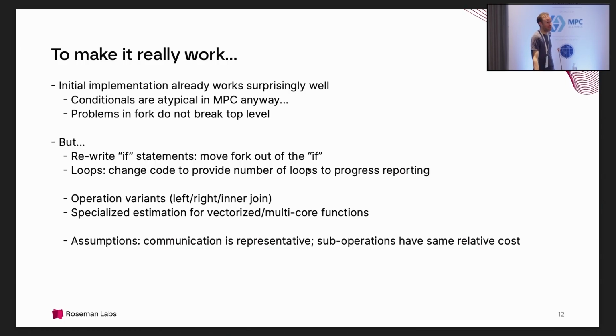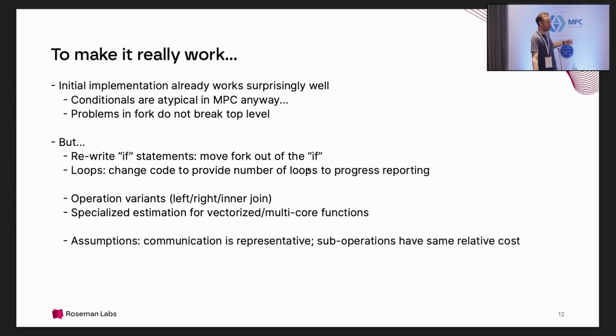Not quite well enough to give meaningful progress updates for everything. So there's always some manual work still to be done. If there are if statements that are used, so if I use different variants of an operation, I need to do some rewriting to make sure that if I enter such an if statement, I do a fork of the program counter before the if statement and not inside the if statement. Otherwise, the whole rest of the program will not have the same evolution of the program counter anymore.